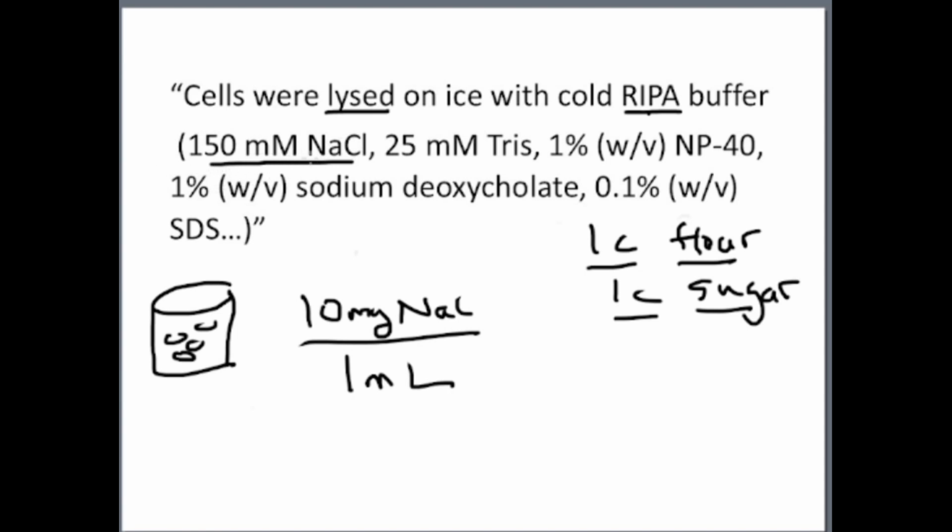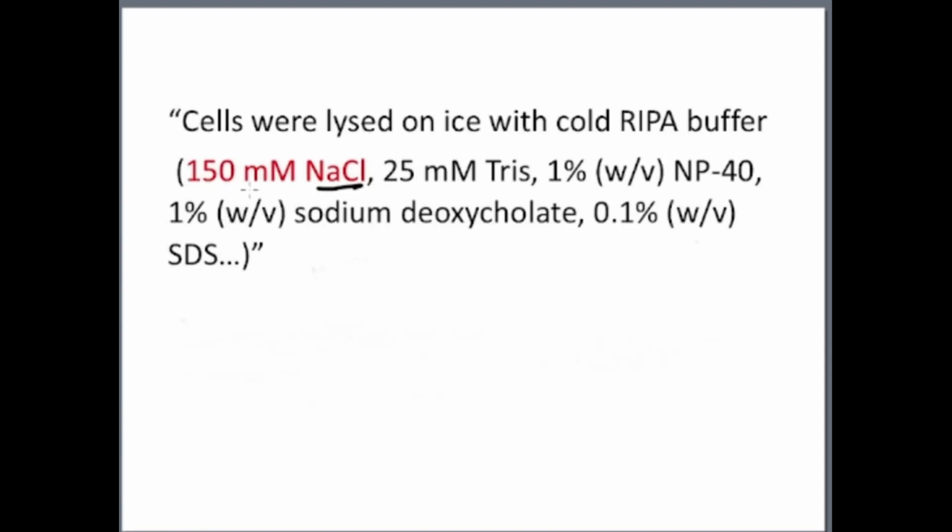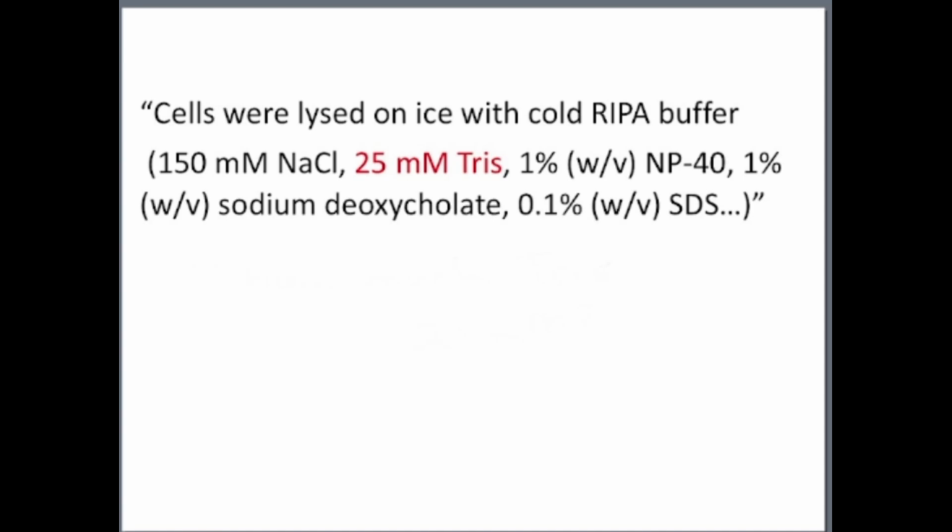So in a subsequent video, we're going to talk about what this means. And by the way, the little m, big M means millimolar. It's an abbreviation for millimolar. So the first component here is our friend table salt. And it is present at a concentration of 150 millimolar. The next component of this RIPA buffer is 25 millimolar Tris. And then there's the next component.